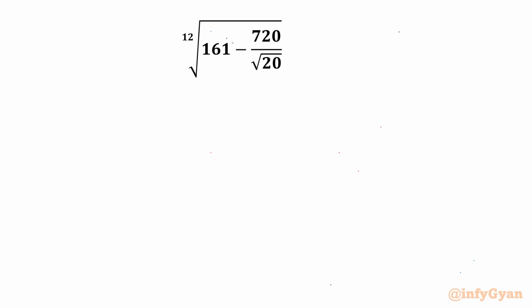In this video, we have another very interesting question from radical expressions. Here we have to evaluate 12th root of 161 minus 720 over square root 20. So let's get started. I will write this expression equal to x first. Now I will rationalize our denominator here. So I need to multiply by root 5 in the numerator and denominator.